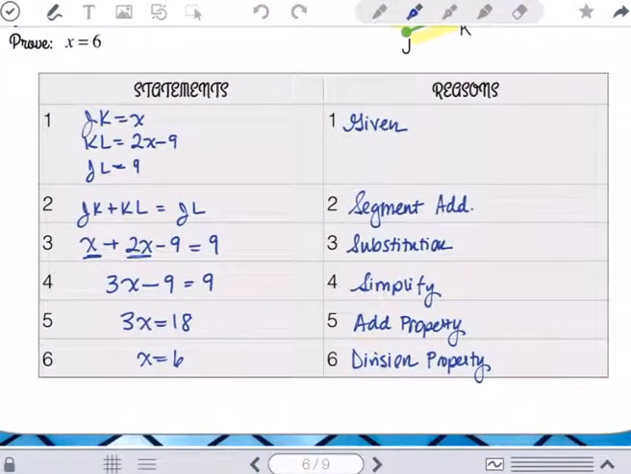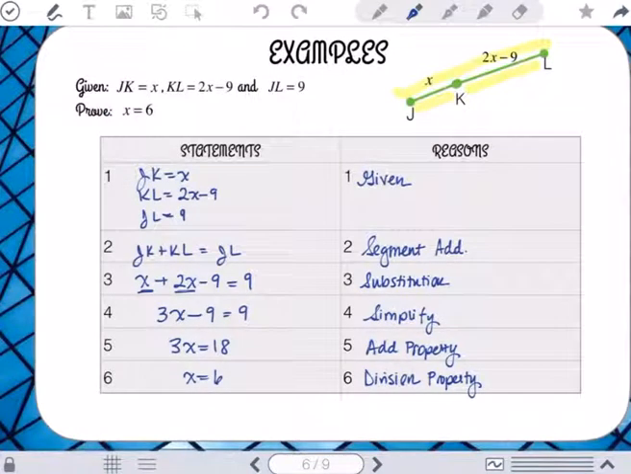So we had our given information, our segment addition, which is JK plus KL equals JL. We then substituted all our values, so JK is equivalent to X, KL is equivalent to 2X minus 9, and JL is equal to 9. We then had like terms to combine or simplify. We then added 9, divided by 3, and that gave us our final answer.